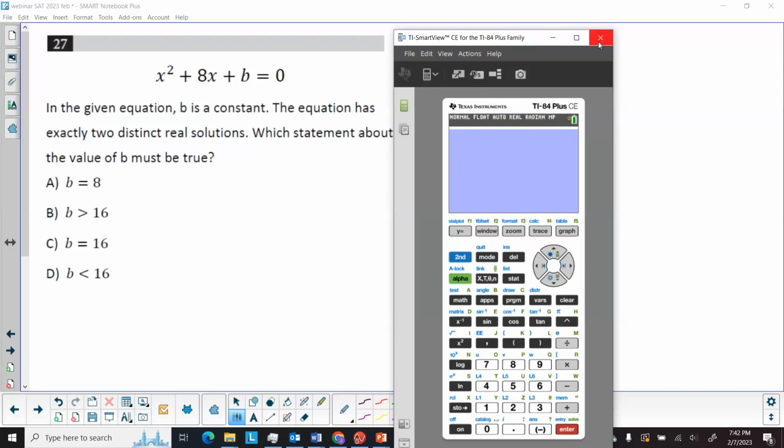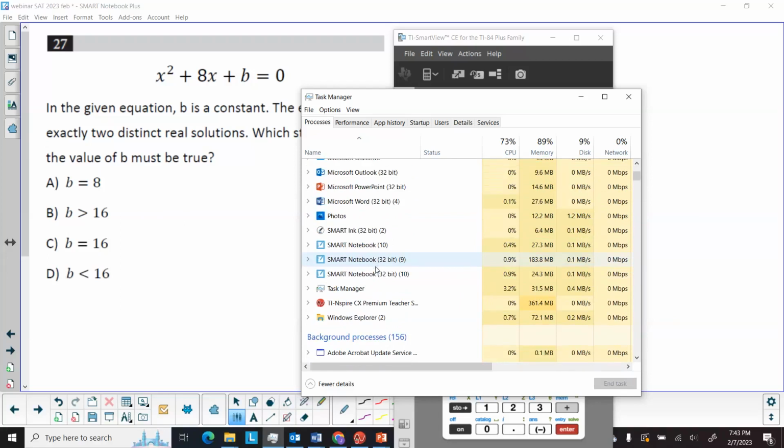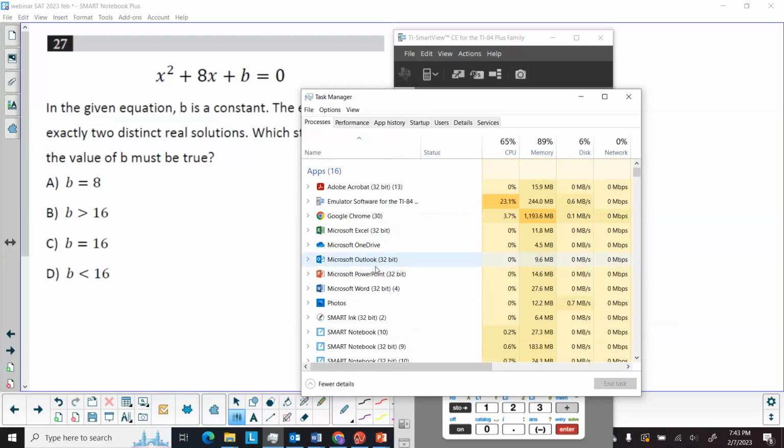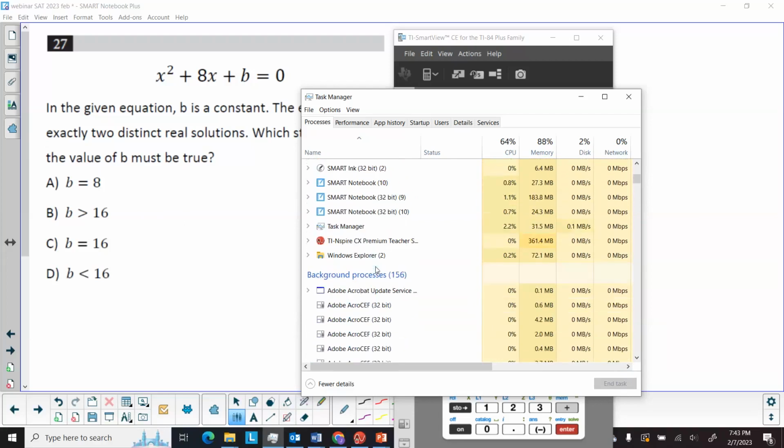So while Jeff's doing that, what he's going to do is run a Transformation app, and then in Y1 he'll graph x squared plus 8x plus b, and then b will now become like a slider. So he'll be able to either type in values for b or increase or decrease values for b as well.